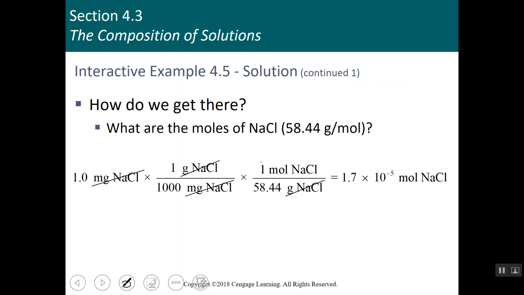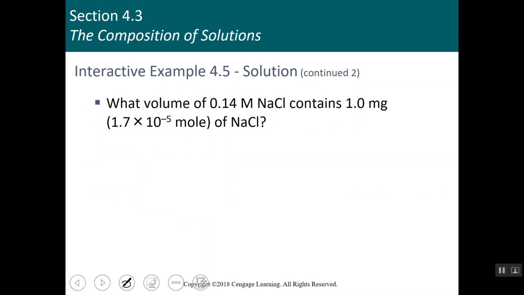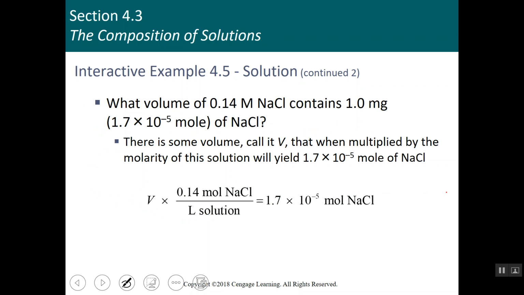So there's our molar mass. We're going to go from milligrams to grams here. We're going to divide by the molar mass. That's how many moles of sodium chloride we have. Then we're going to set that equal to volume times molarity, and we're trying to figure out moles. So volume is unknown.